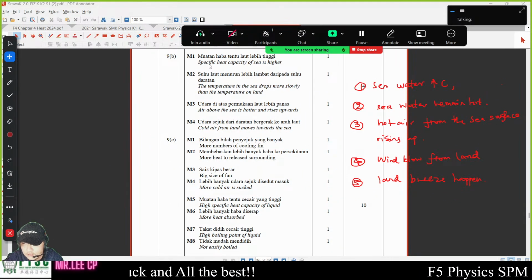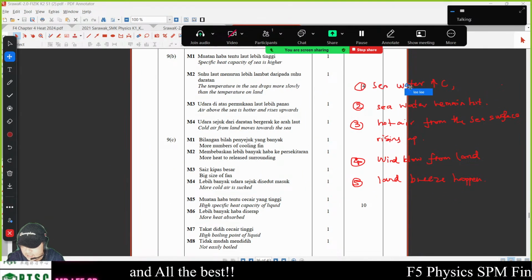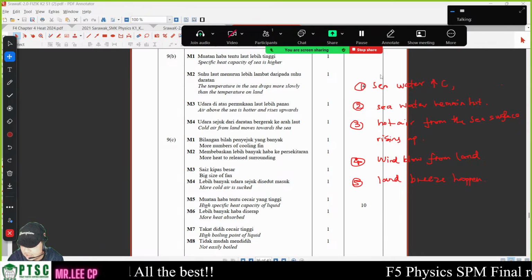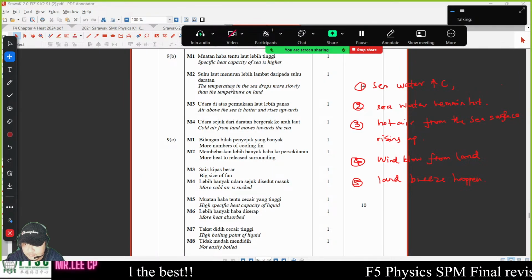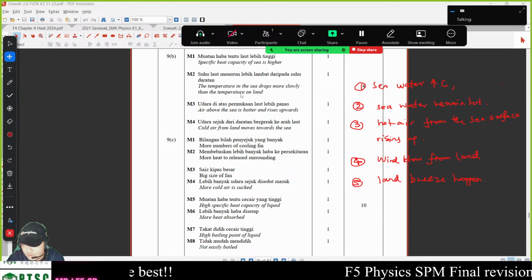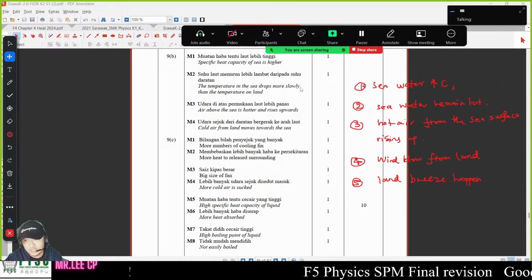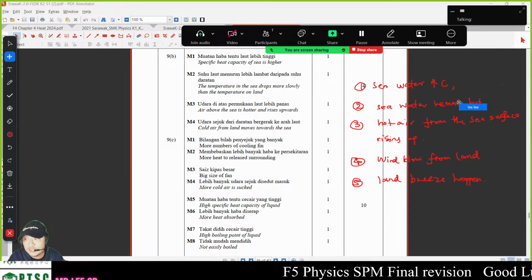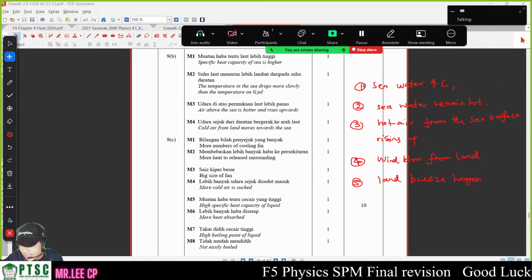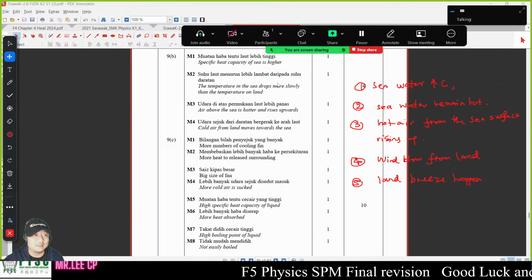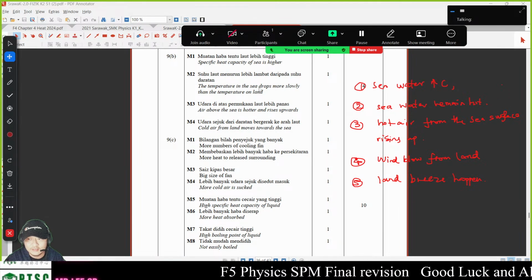So now, the heat capacity of land is high. Seawater has high heat capacity. One mark: the temperature drops more slowly. Land remains hot, can or not? Drop slowly, same meaning. Impossible for me to be 100% the same as the words they gave in the answer scheme.